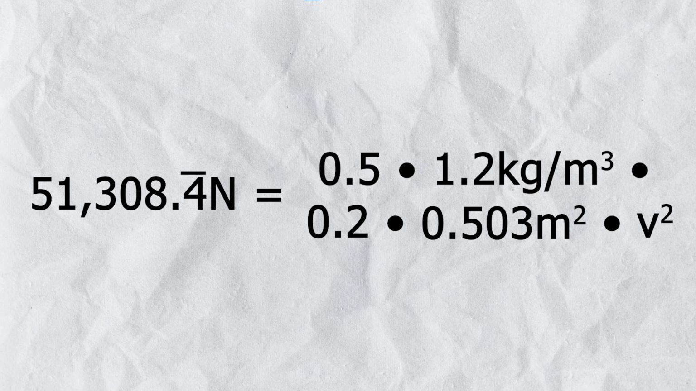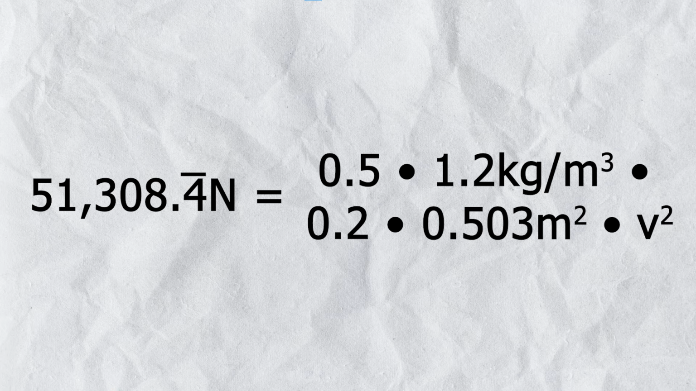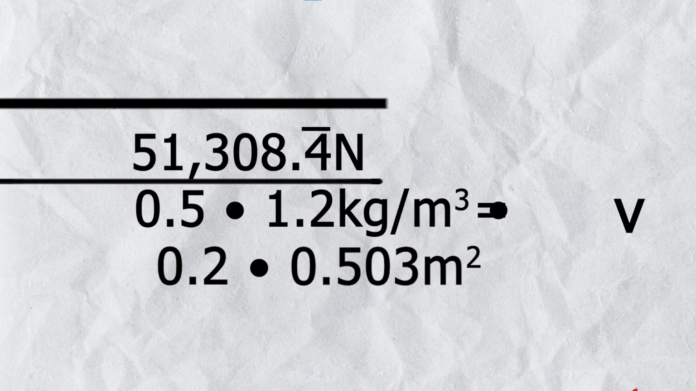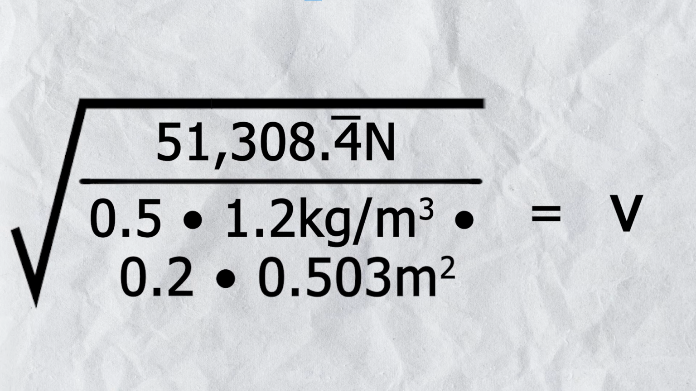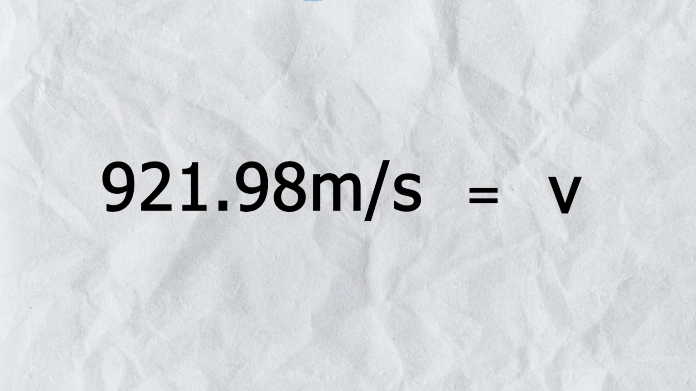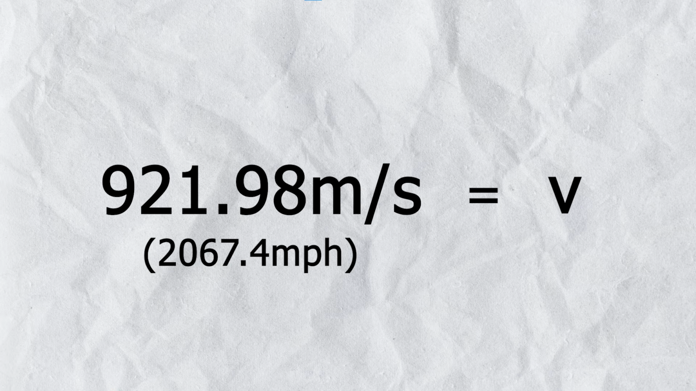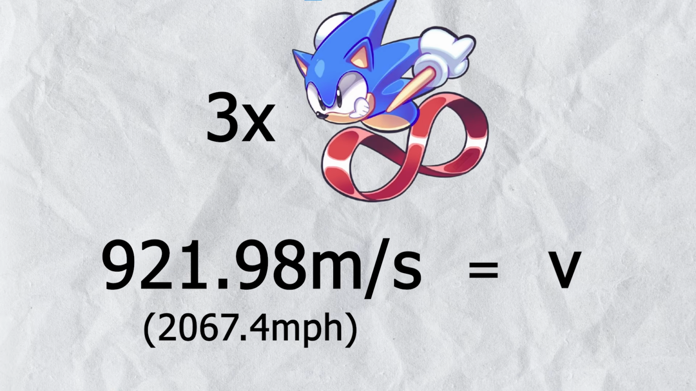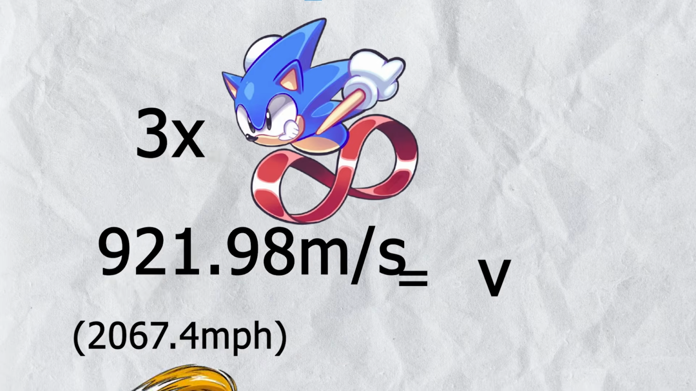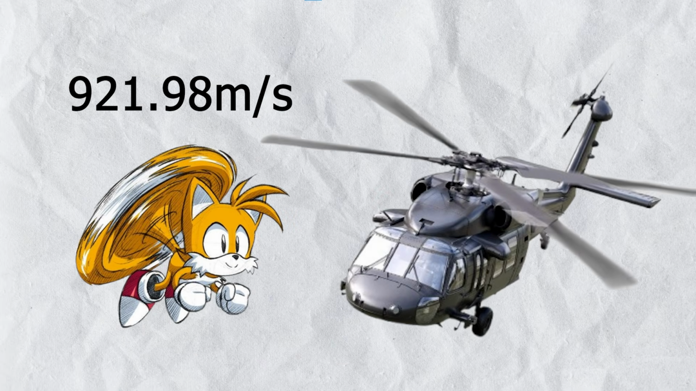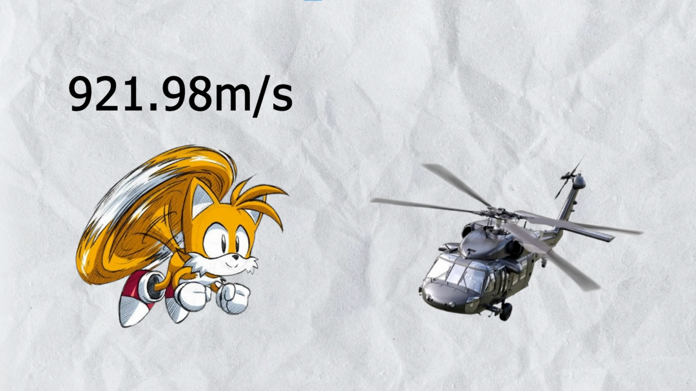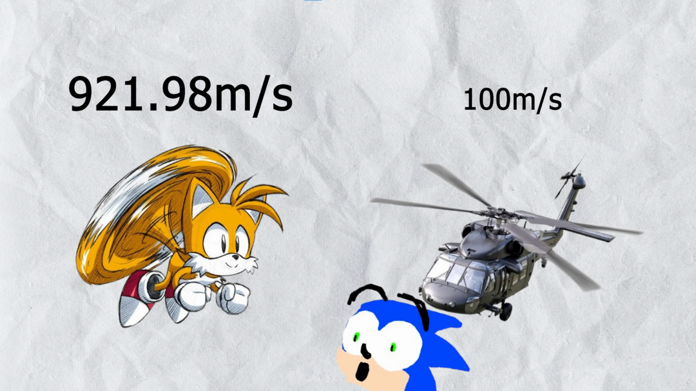Now we've got everything we need to solve for the last variable, velocity. After rearranging and solving, we get a velocity of about 921.98 meters per second, or 2,067.4 miles per hour, almost 3 times the speed of sound. In comparison, a helicopter of similar size and weight would have a blade velocity of about 100 meters per second in order to hover. Sonic's got nothing on this guy's tails.